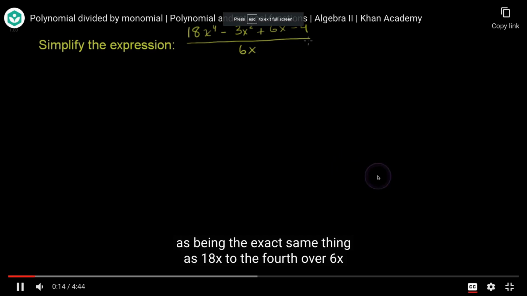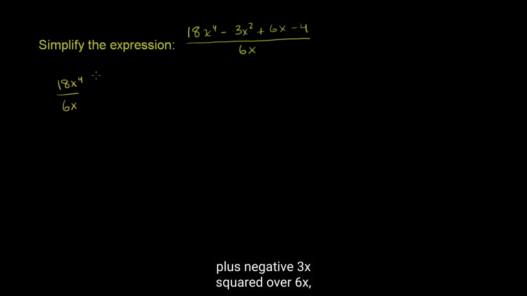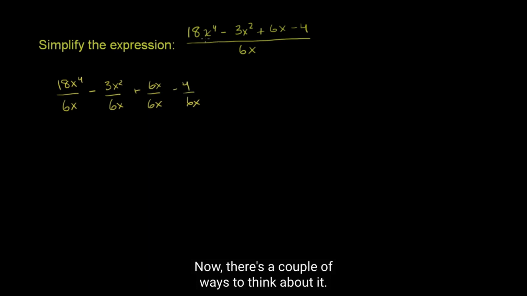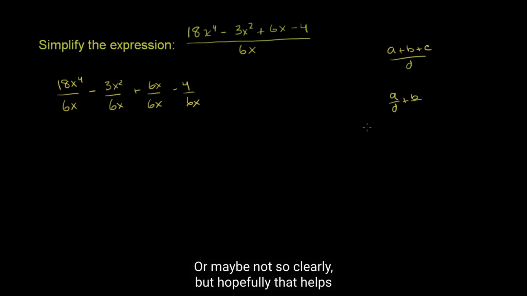This is being the exact same thing as 18x to the fourth over 6x plus negative 3x squared over 6x, or you could say minus 3x squared over 6x plus 6x over 6x minus 4 over 6x. Now, there's a couple of ways to think about it. One is I just kind of decompose this numerator up here. If I just had a bunch of stuff, a plus b plus c over d, that's clearly equal to a over d plus b over d plus c over d. Or maybe not so clearly, but hopefully that helps clarify.